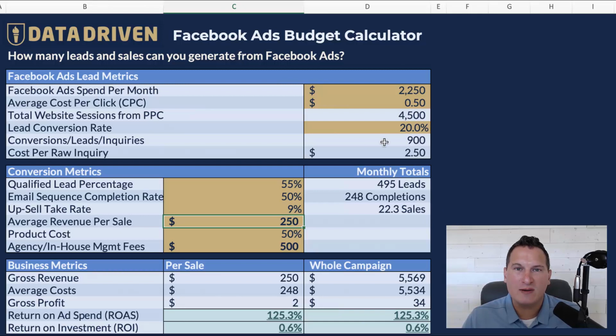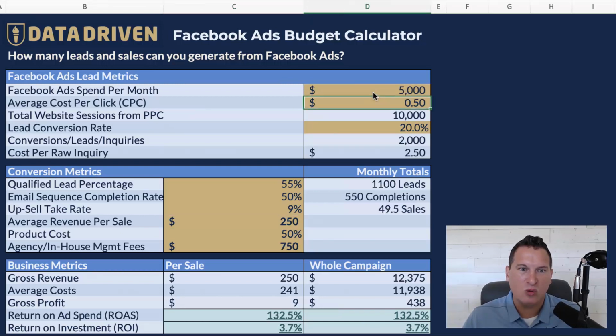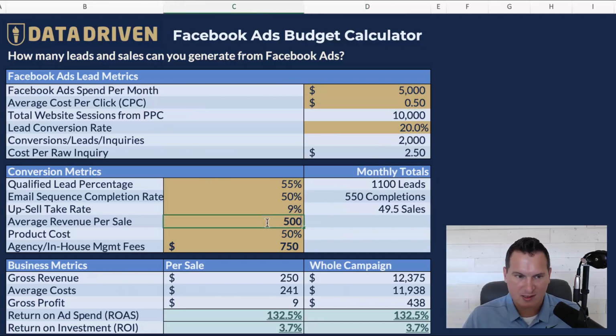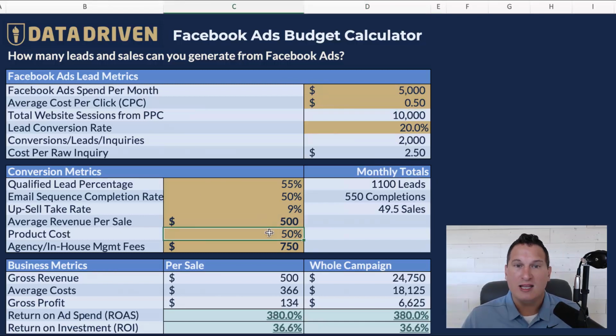And so I'd encourage you to play around with this calculator, see how much money you think you can spend, and see what effect that has on your advertising overall. As you can see here, if we put in more money using these same numbers, it becomes more profitable. If we put up the price, let's call it the $500, it's more profitable. If we lower our costs, that's a big one, right?